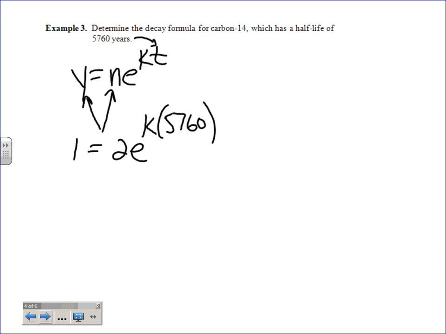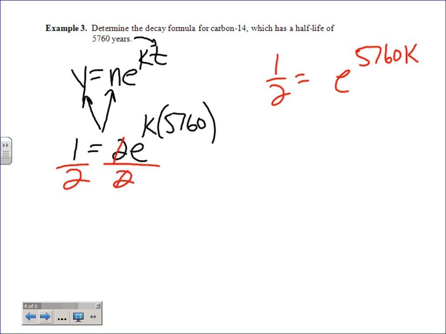So we're taking a look here. What is probably the most logical first move? Yeah, get the 2 out of there. Oh, look at that. It's a half. How about that? No way. So 1/2 equals e^(2k).